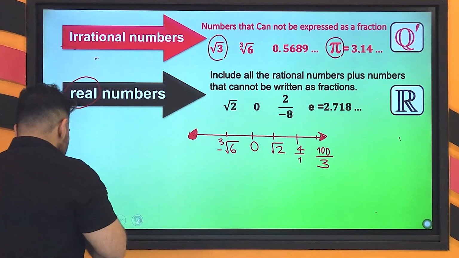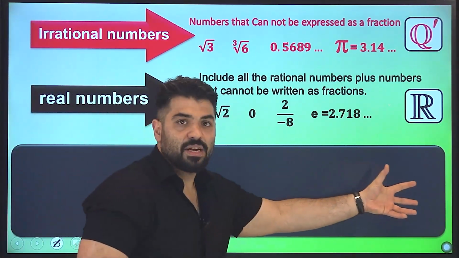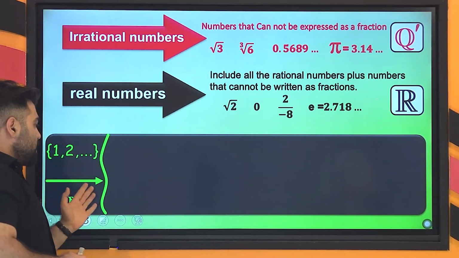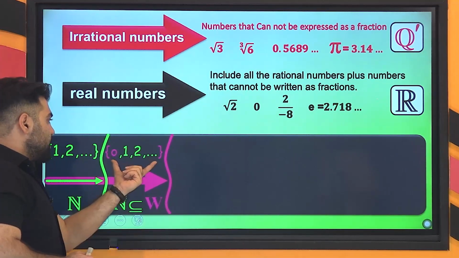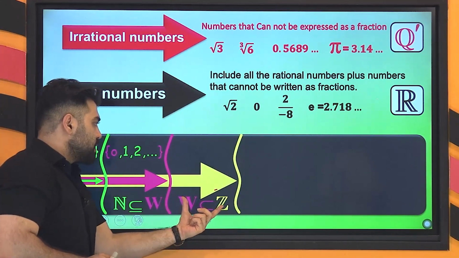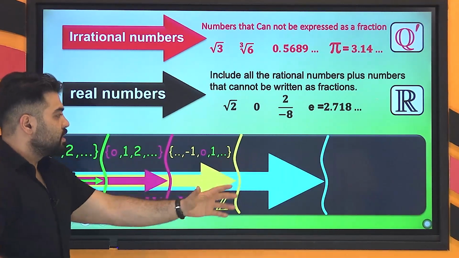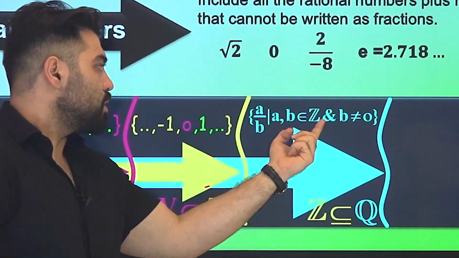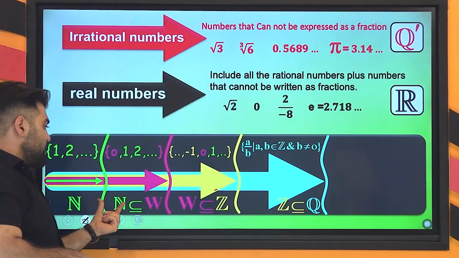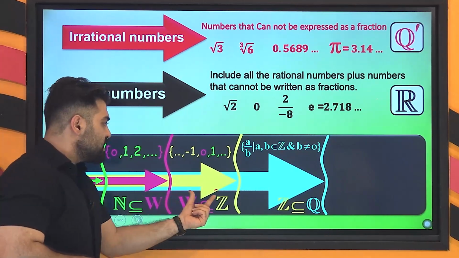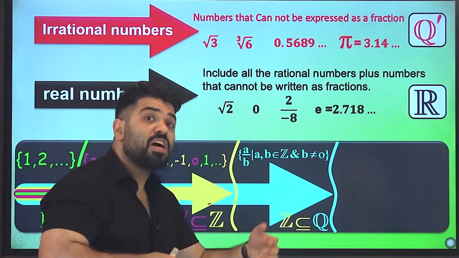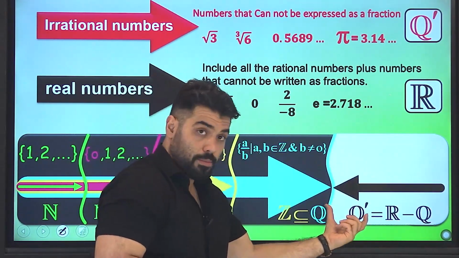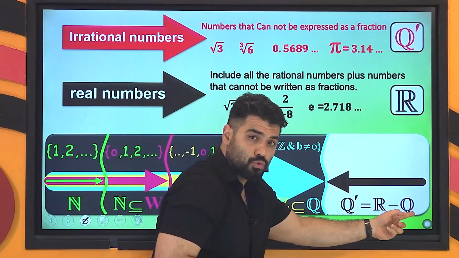Let me summarize what I've told you. Consider this as real numbers. This part is natural numbers, this set. One step bigger is whole number, this set. One step bigger is integers, this set. One step further is rational numbers. The mathematical definition of rational numbers is this. I've told you that N is a subset of W, is a subset of Z, and it is a subset of Q. But the other part of real numbers is called irrational numbers, or Q prime, which is equal to R minus Q.